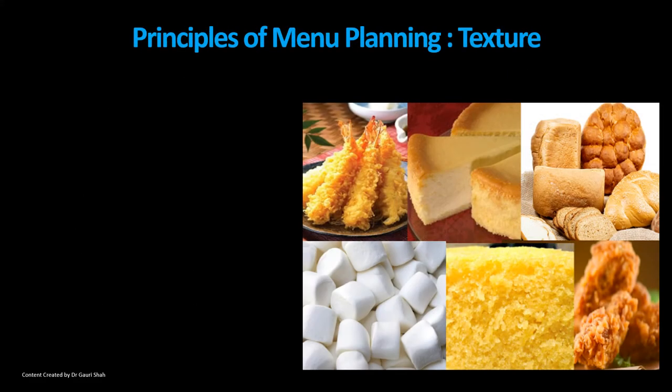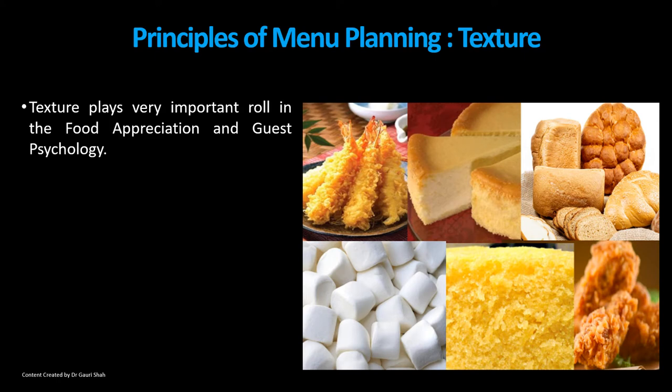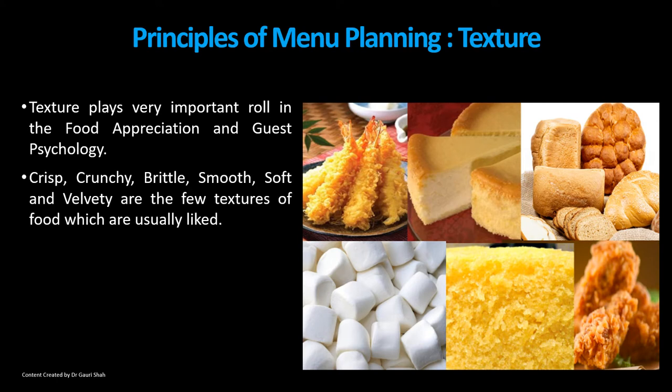Texture. Texture plays a very important role in food appreciation and guest psychology. For example, if it's raining heavily, all of us would like to eat crunchy pakodas with a hot warm tea. Or for a soothing romantic evening, we would prefer something smooth and creamy. So crispy, crunchy, brittle, smooth, spongy, soft, velvety are the textures which are usually liked by consumers. And it is definitely important to offer as many different textures as possible in one.